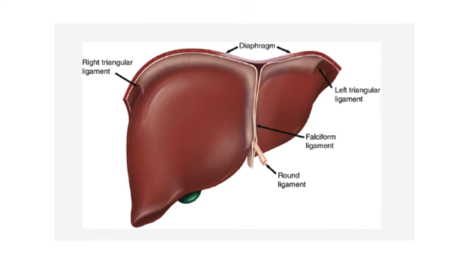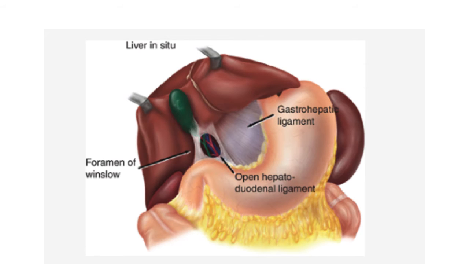All of these ligaments, the round, the falciform, triangular, and coronary, can be divided in a bloodless plane in order to fully mobilize the liver. Moving on, if you were to lift the liver, there are a couple more ligaments in place. There's the gastrohepatic ligament and then the hepatoduodenal ligament. Now, the hepatoduodenal ligament is also known as the porta hepatis, and it contains the common bile duct, the hepatic artery, and the portal vein.